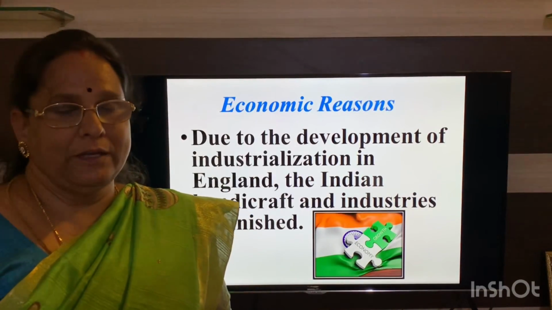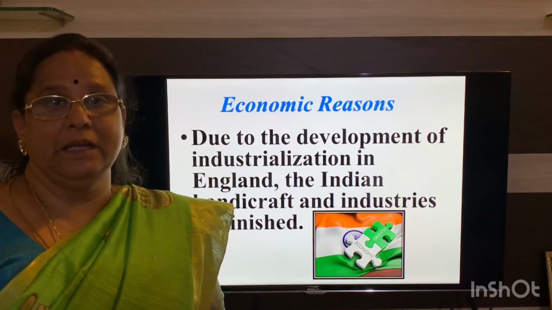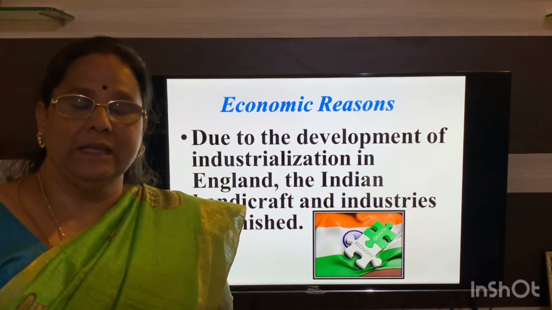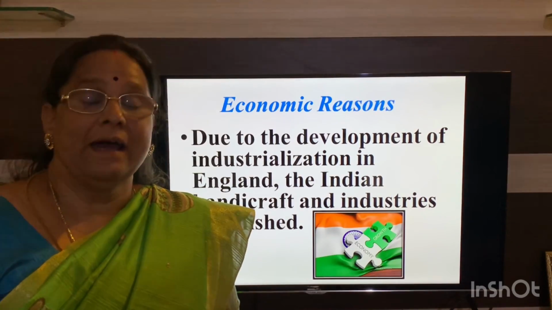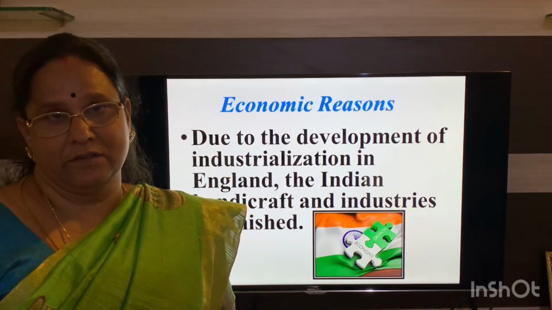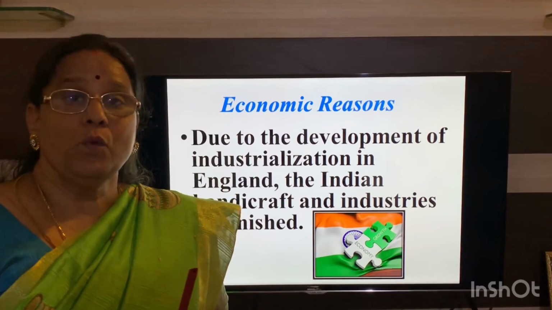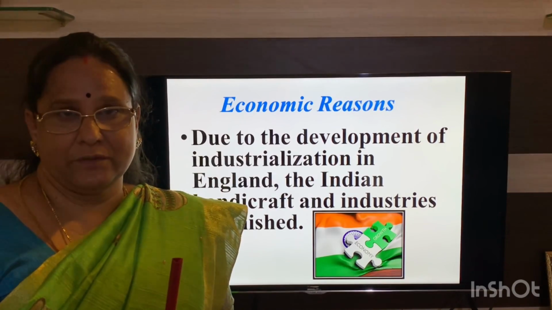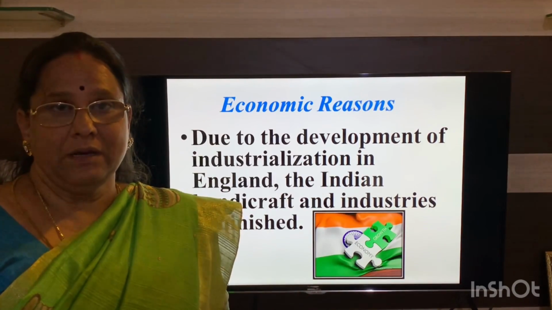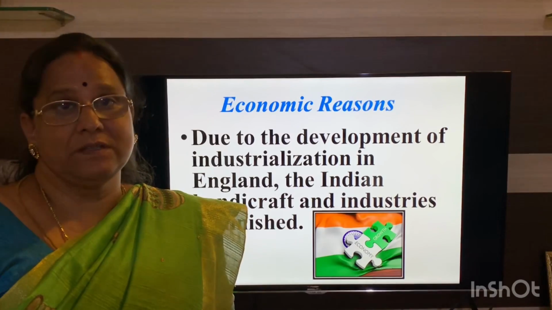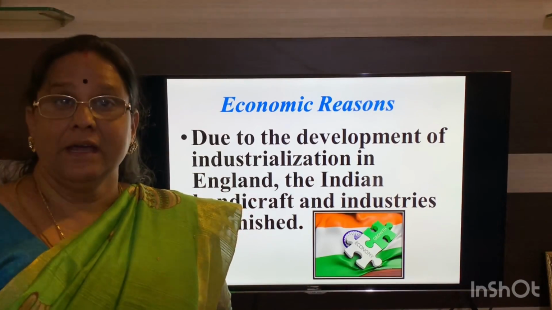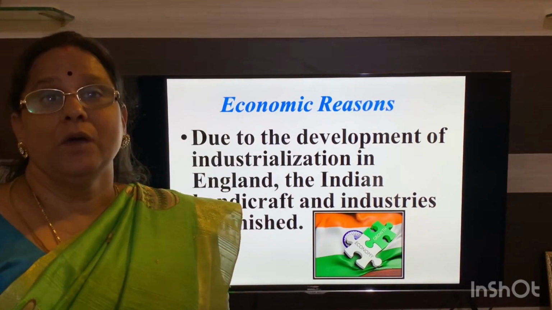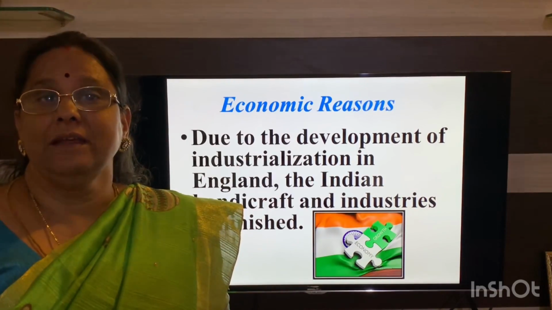As you know, you have learned in the earlier class about the Industrial Revolution. The Industrial Revolution, which started in the 18th century in England, affected the Indian industries. Mainly, the woolen and cotton textile industries started to diminish. So remember, the Industrial Revolution which started in England in the 18th century affected our Indian industry, and mainly 2 industries: the woolen and cotton textile industries.